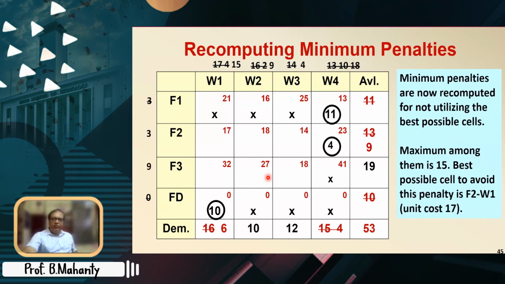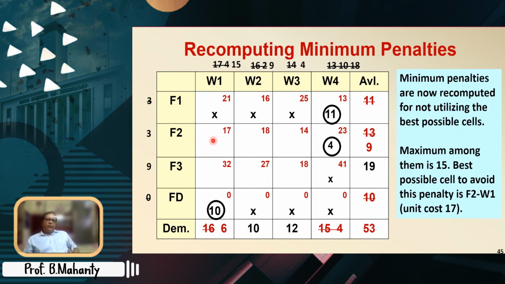So again we recompute the penalties. So these 17 and 32 15, 18 and 27 9, 14 and 4 18 4, and this side is 14 and 17 3, 18 and 27 9. So maximum penalty left is 50. So therefore we should choose this particular column. So F2W1 is now our best possible square, and we should make some entry there.